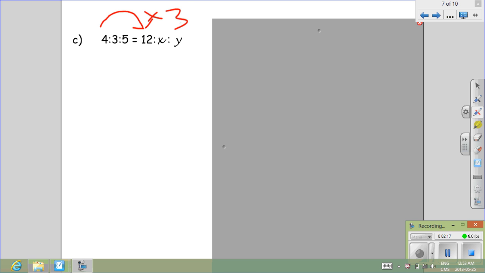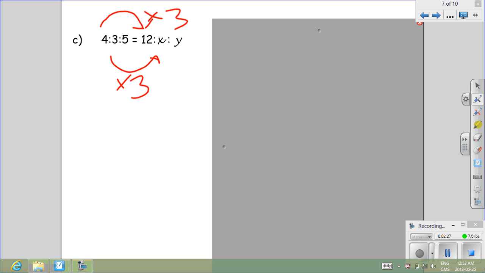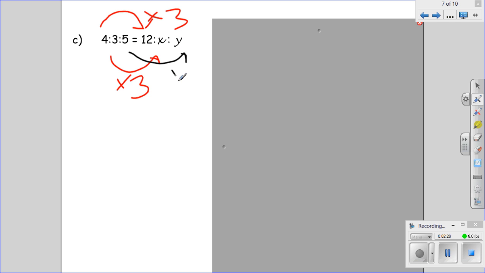So now we need to look at the other two variables. I have to multiply the 3 by 3 in order to get 9 for x, and I have to multiply 5 by 3, which gives me 15 for y.